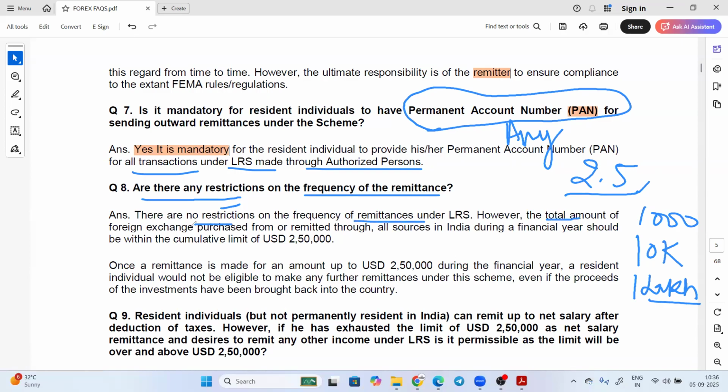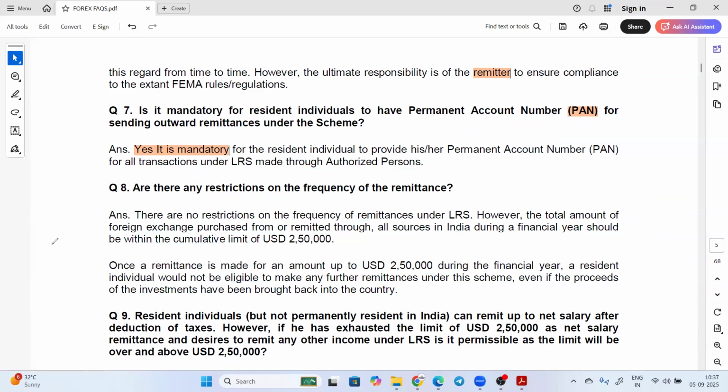However, the total amount of foreign exchange purchased from or remitted through all sources in India during a financial year should be within the cumulative limit of 2.5 lakh USD, 2 lakh 50,000 USD. And once a remittance of 2 lakh 50,000 is made during a financial year, a resident individual would not be eligible to make any further remittance under the scheme, even if the proceeds of investment have been brought back into the country.